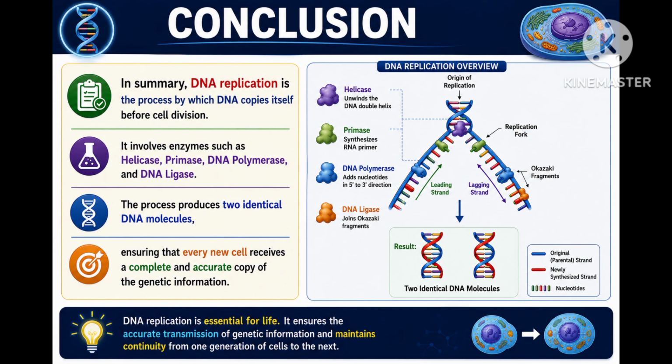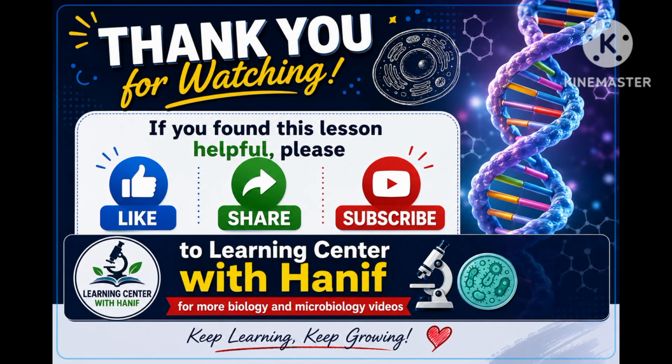Conclusion. In summary, DNA replication is the process by which DNA copies itself before cell division. It involves enzymes such as helicase, primase, DNA polymerase, and DNA ligase. The process produces two identical DNA molecules, ensuring that every new cell receives a complete and accurate copy of the genetic information. Thank you for watching.